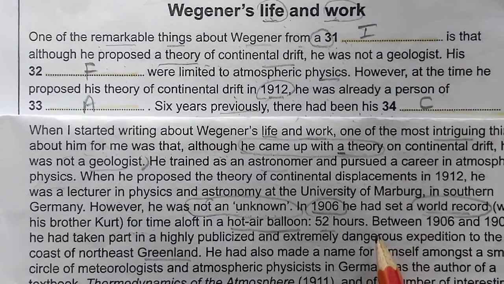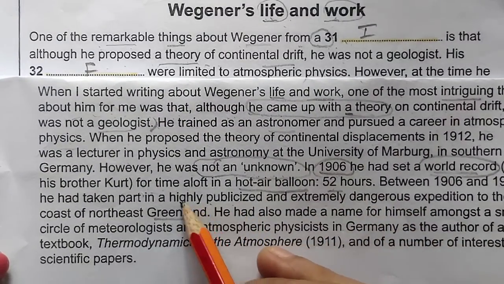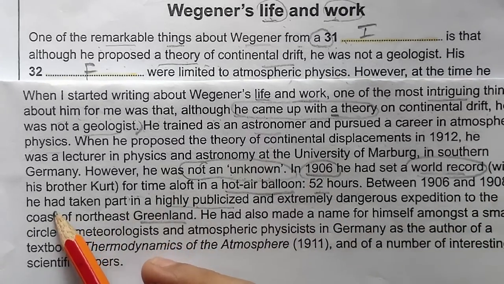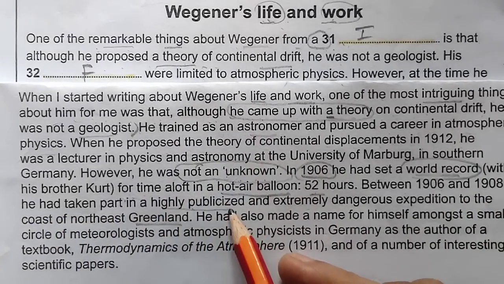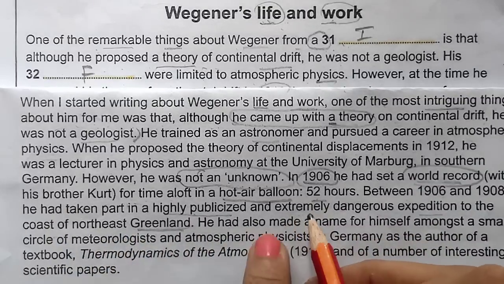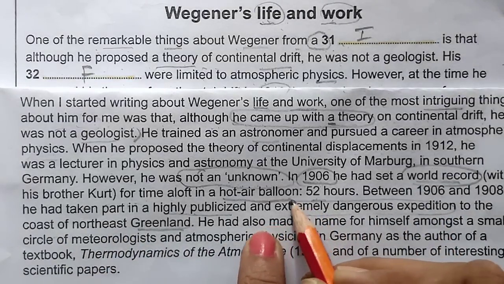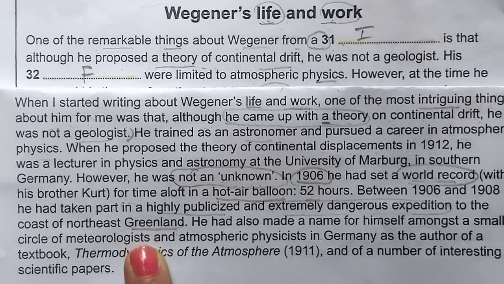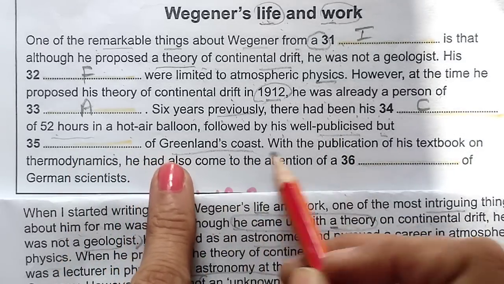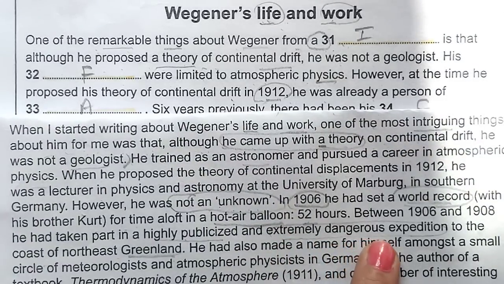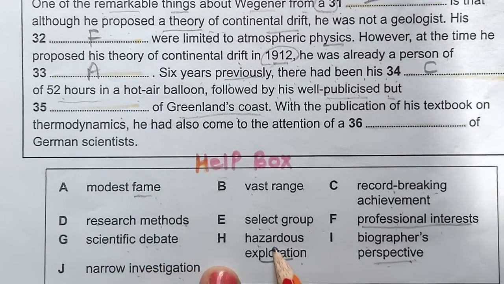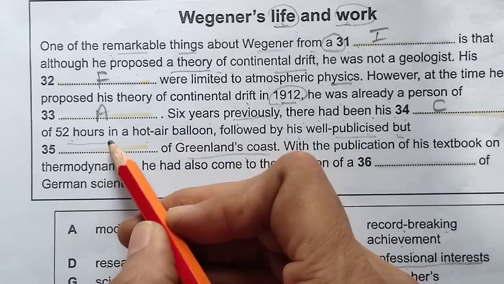So let's read it from here. Publicized, highly publicized is also there. Between 1906 and 1908 he had taken part in a highly publicized and extremely dangerous expedition to the coast of North Greenland. It is given like this: well publicized and dash of Greenland coast, an extremely dangerous expedition. So expedition, exploration, hazardous exploration. So here I will put H as the answer.